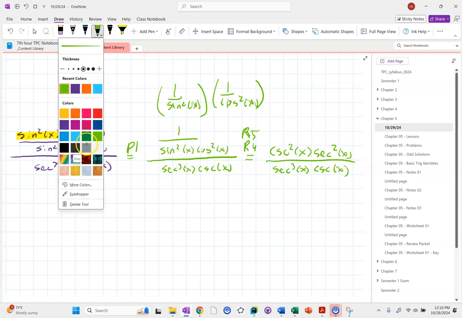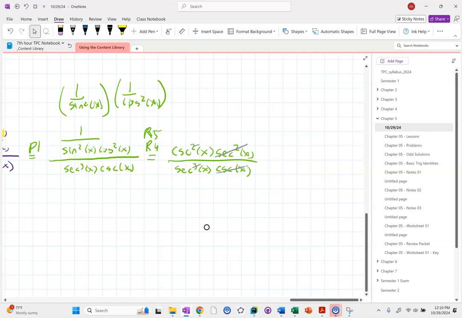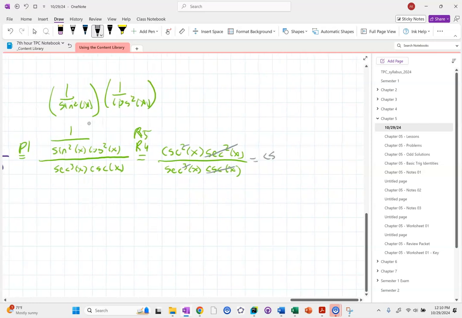And finally, we're at a place where we can reduce now. So we're left with cosecant over secant, which I recognize as Q2, which is just cotangent.